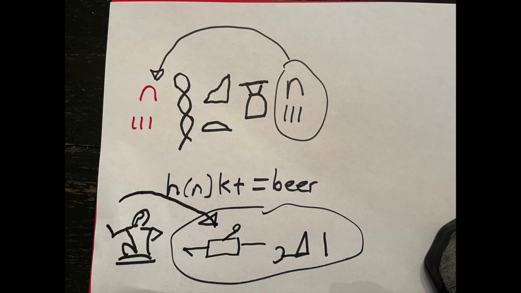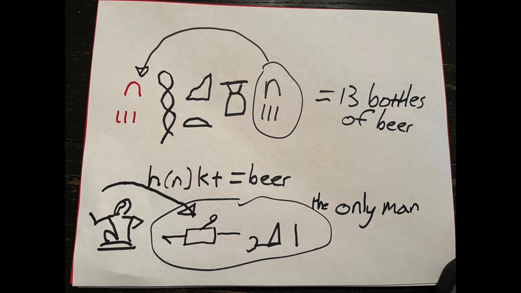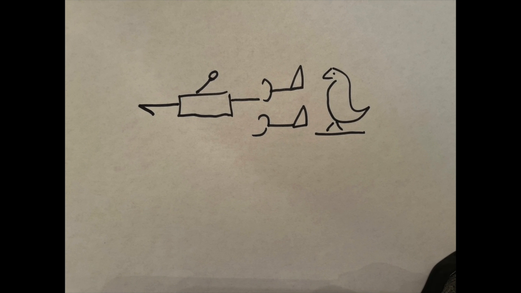So it's man, or king or whatever, followed by only. So this would be the only man versus 13 bottles of beer. So numbers go first, descriptions go second when it comes to hieroglyphics. And in this case, the number is a description.